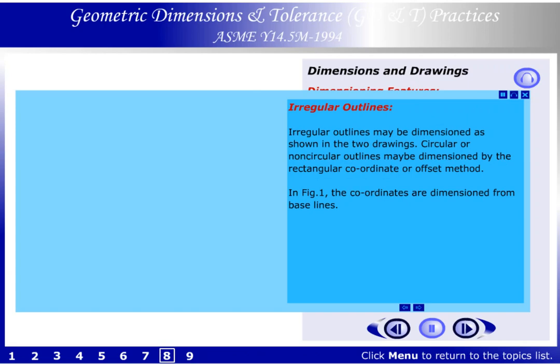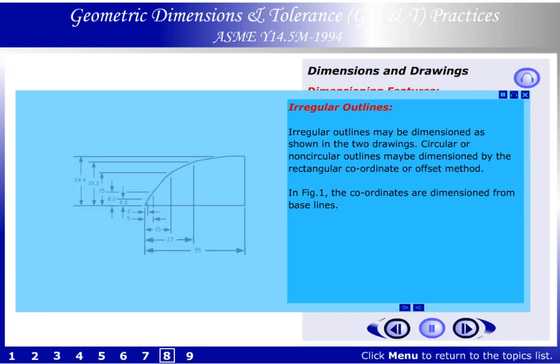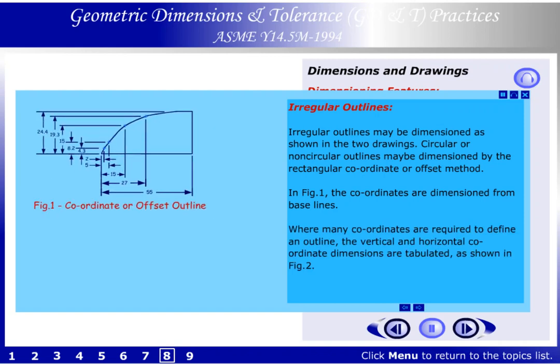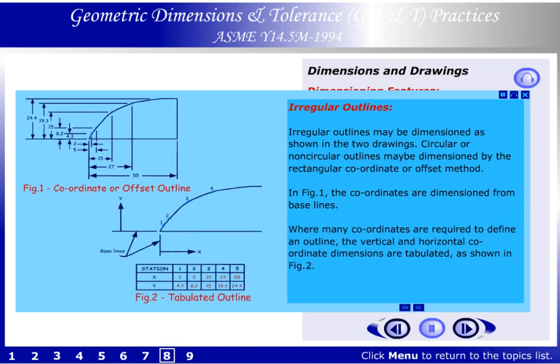Irregular outlines. Irregular outlines may be dimensioned as shown in the two drawings. Circular or non-circular outlines may be dimensioned by the rectangular coordinate or offset method. In Figure 1, the coordinates are dimensioned from baselines. Where many coordinates are required to define an outline, the vertical and horizontal coordinate dimensions are tabulated as shown in Figure 2.